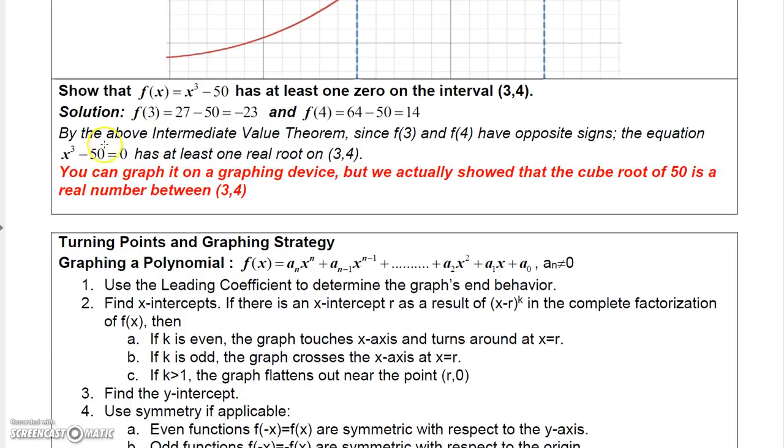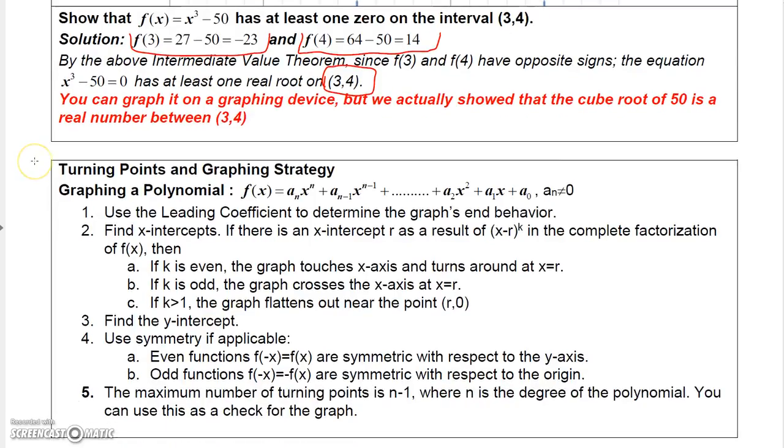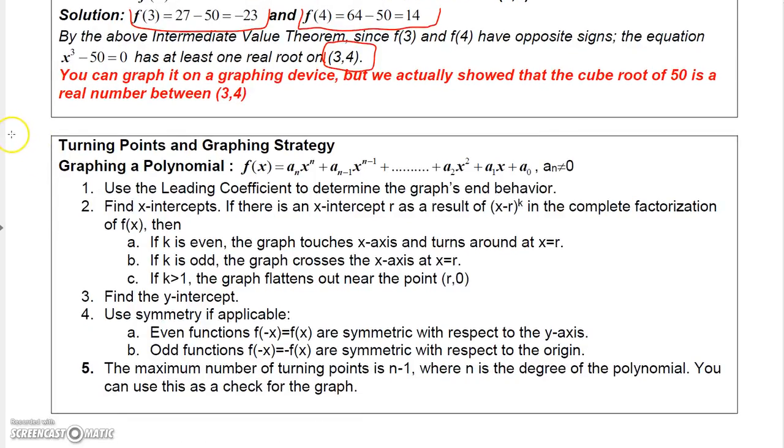So here's another one. Show that x cubed minus 50 has at least one zero between 3 and 4. Well, f of 3, if you plug 3 in, you get a negative number. If you plug 4 in, you get a positive number. So by the intermediate value theorem, there has to be at least one root of this function between 3 and 4. Okay? So the cube root of 50, we already know, if you actually calculate it, which is basically what the solution would be, you'd find that it's a number between 3 and 4.